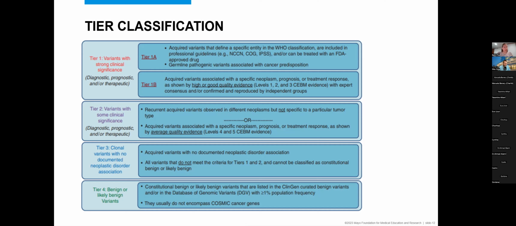And then tier 2, similar to AMP ASCO-CAP, is a little less specific to the cancer type. So you have recurrent acquired variants observed in different neoplasms, but not necessarily specific to this tumor, that have some diagnostic, prognostic, and therapeutic significance. And then acquired variants with a specific neoplasm shown with a lesser evidence score. And so the evidence scores are defined in here as well. Tier 3 is a VUS, tier 4 are benign variants. They're things that are known benign germline.